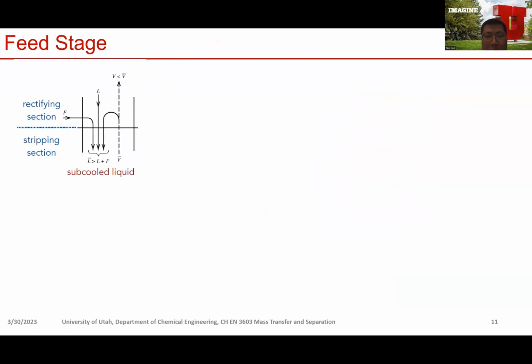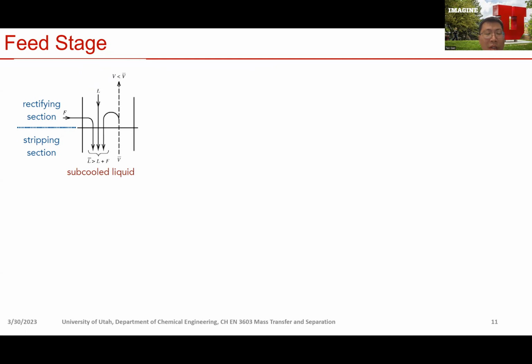So in this lecture, I will talk about the feed stage and how its condition will affect the process, right? And we're going to introduce the concept of the q line. So for a distillation column, the feed could be a liquid, a vapor, or a liquid-vapor mixture, right? If it's a liquid, it can be a subcooled liquid. It can also be a saturated liquid. If it's a vapor, it can be a saturated vapor. It can be an overheated vapor.